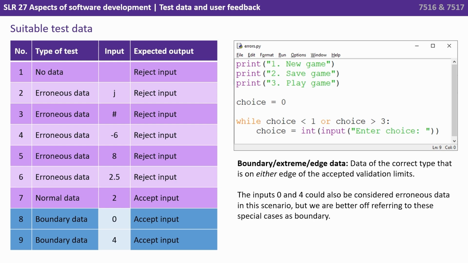The inputs 0 and 4 could also be considered erroneous data in this scenario, but again, we're better off referring to these special cases as boundary. These are the values that sit either side of the limits of what is acceptable and what is not, and it's really important we test those boundaries.